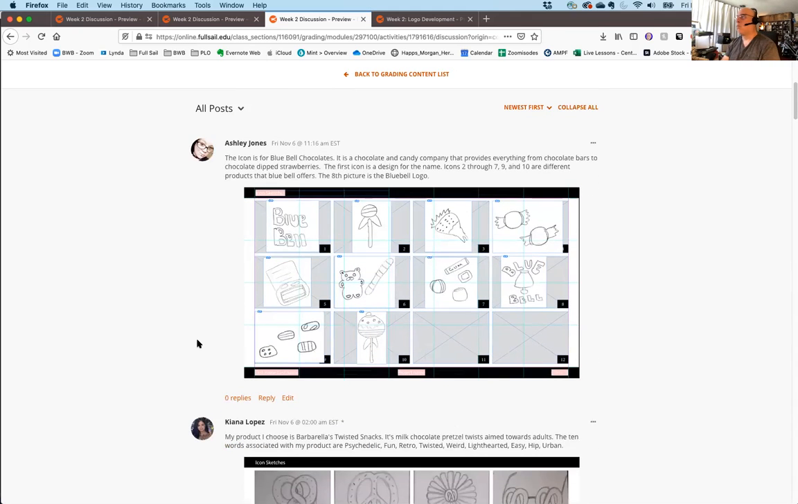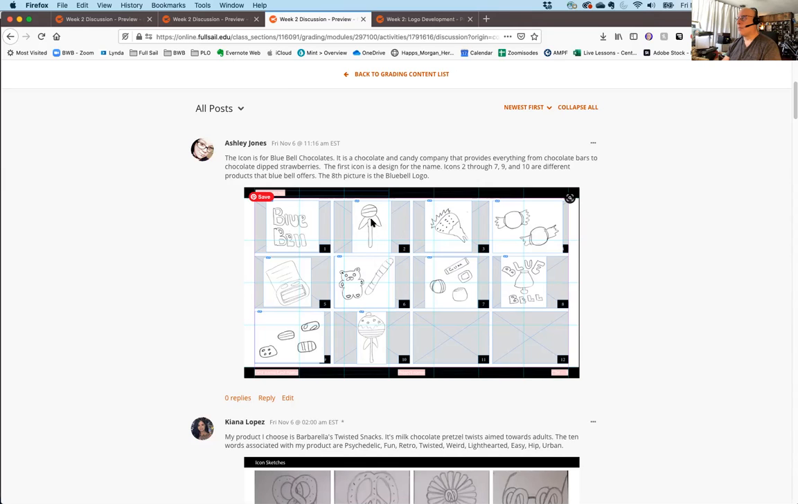Ashley, Bluebell Chocolates. Writing out the name is not an idea, so don't do that. Keep the name out of it until you get your icon established. Then you're going to add the logo type in the next phase. There's a scattering of things, not quite together yet. This looks like a couple of candies. This looks like a strawberry dipped in chocolate, which is sort of like your product, I guess.